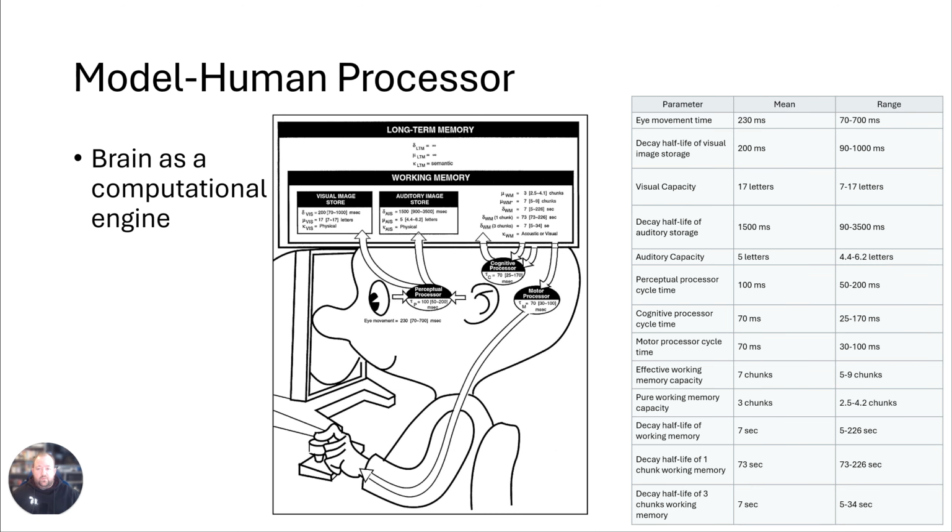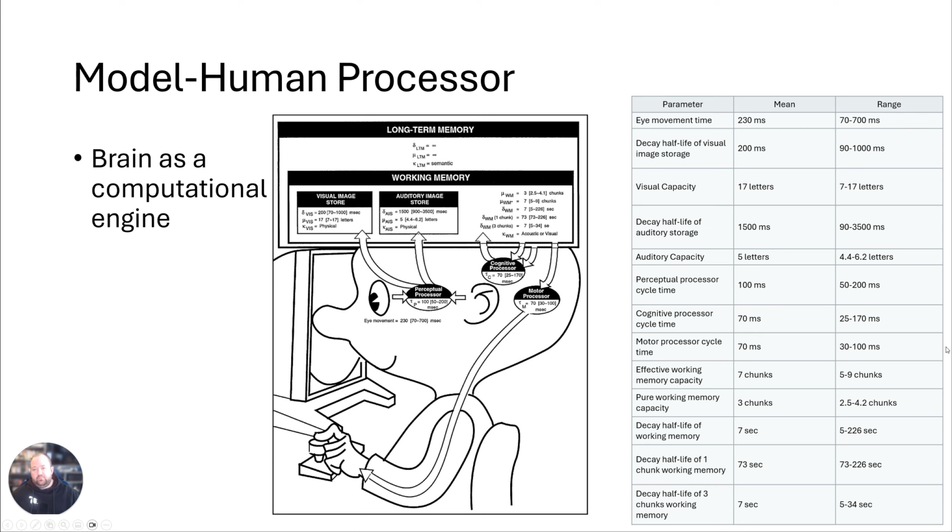Here's another example, the model human processor. This hypothesized the brain as a computational engine of sorts. So here we have different timings of different aspects. We have visual capacity, half-life of visual image storage. This is in our working memory and aspects. So it can be very helpful.